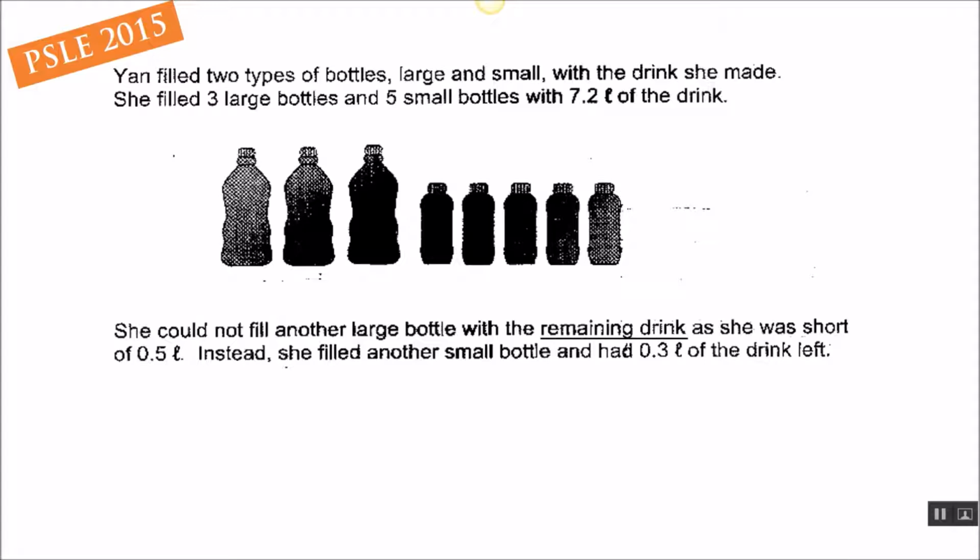From this word itself, I will be able to tell that the amount of drink that she made is not just 7.2 liters, but slightly more. How much more? That is for us to find out later. And then instead, this is a very important keyword because it tells us that there is another story that follows. She filled another small bottle and had 0.3 liter of the drink left.